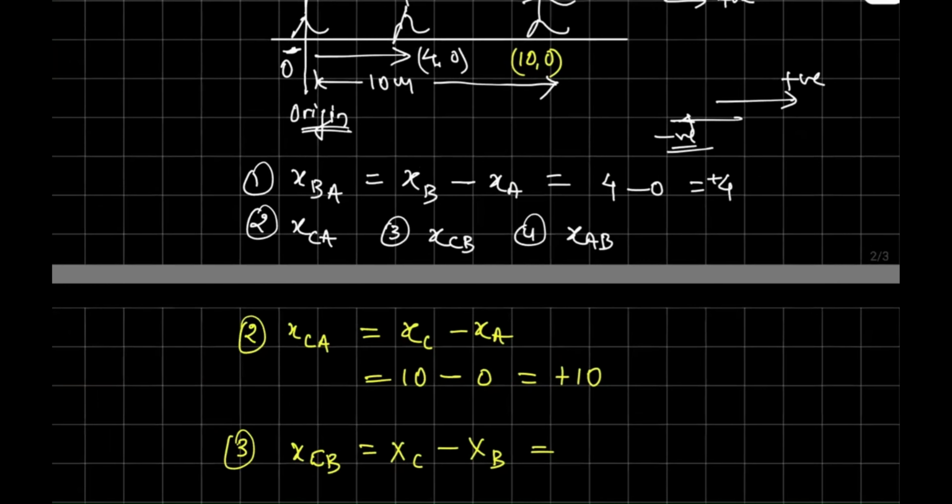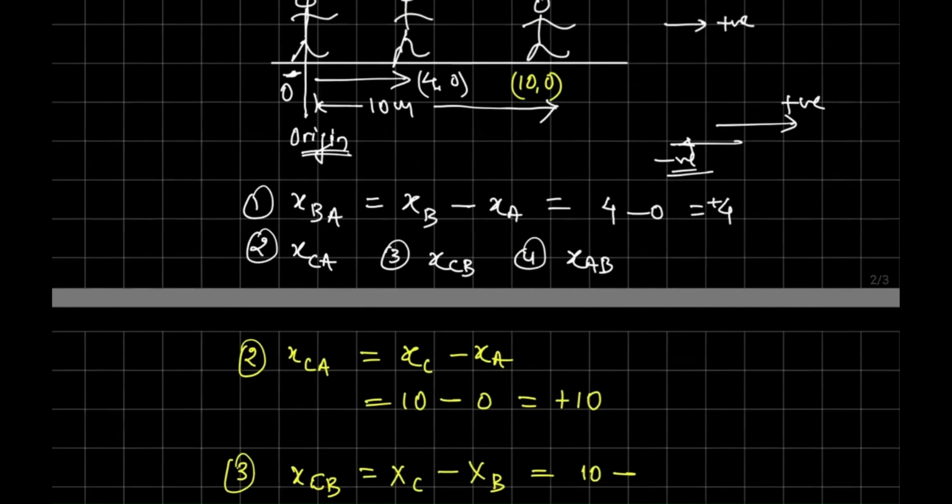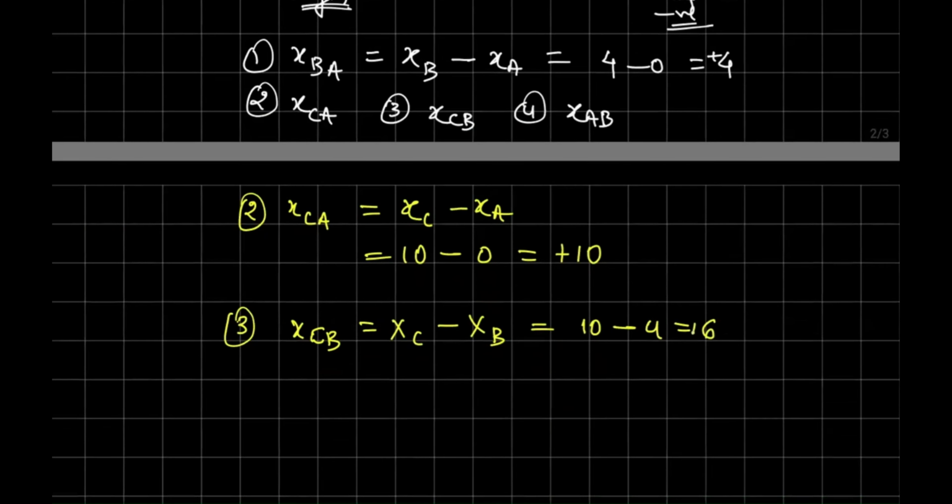What is the position of C? The position of C is 10 comma 0. 10 minus what is the position of B? It is 4, so you get plus 6. And the fourth one, position of A with respect to B. So position of A minus position of B.